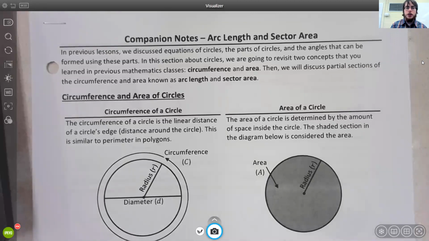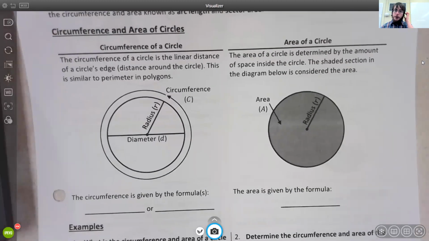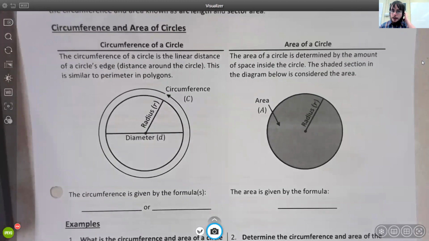I'm here with an instructional video on arc length and sector area. But before we begin talking about the arc length and sector area, we are going to be talking about the circumference and area, because we need to know how to find those in order to find the arc length and sector area. So your circumference and area you've talked about in previous classes.